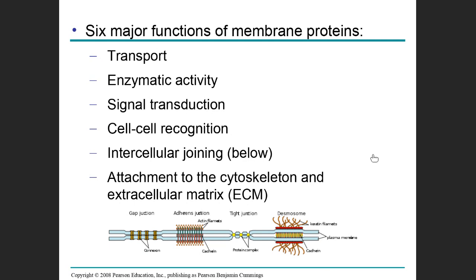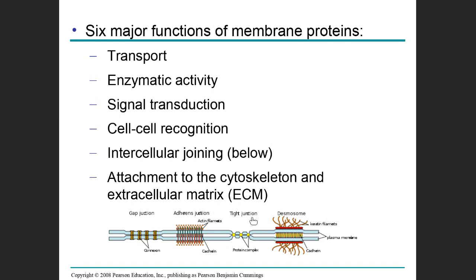Like within? No. That would be intra. Intra is within. Inter is between. So it's on the outside. So it's between cells. So intercellular joining, there are several types of protein connections that happen. We have gap junctions, adherens junctions, tight junctions, and desmosomes.